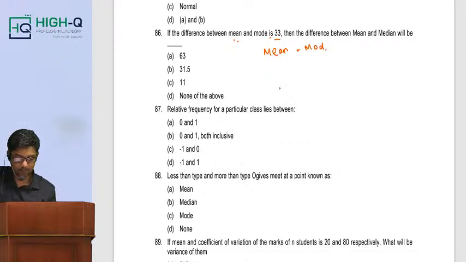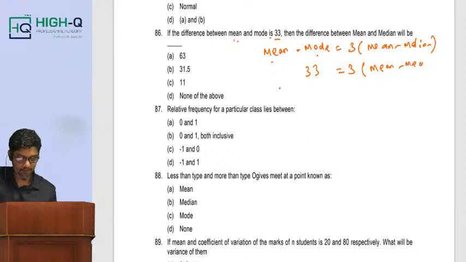Next, the difference between mean and mode is 33. Mean minus mode is equal to 3 times mean minus median. Now, what is the difference between mean and mode? It is 33. 3 times mean minus median. They ask you to find out the difference between mean and median. This is nothing but 11.